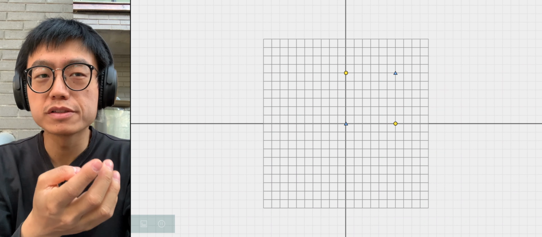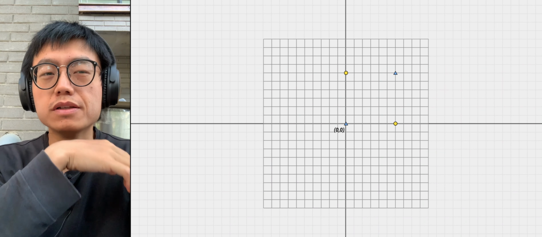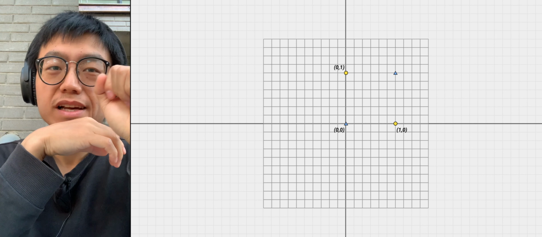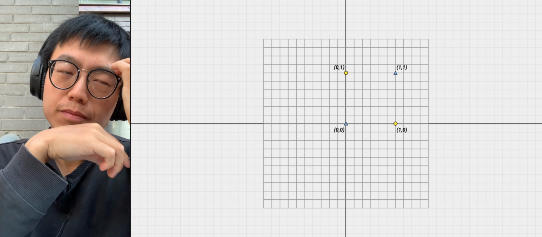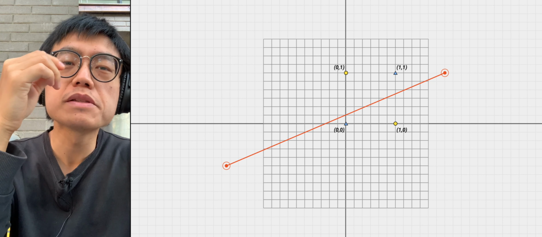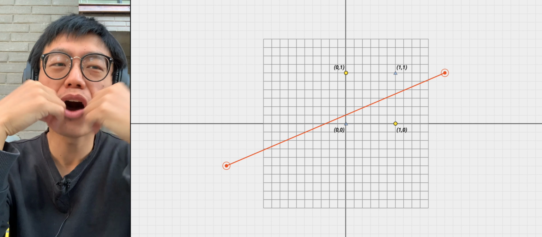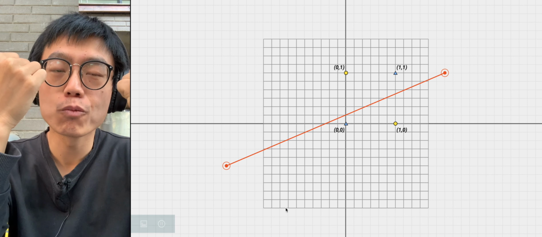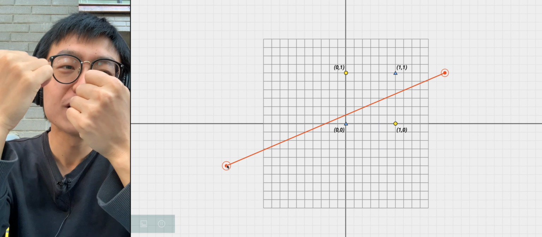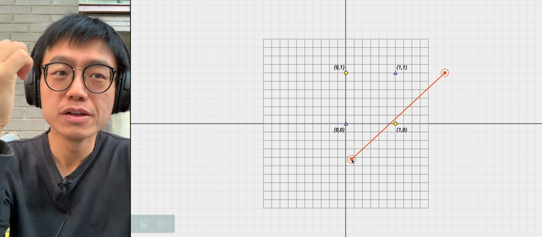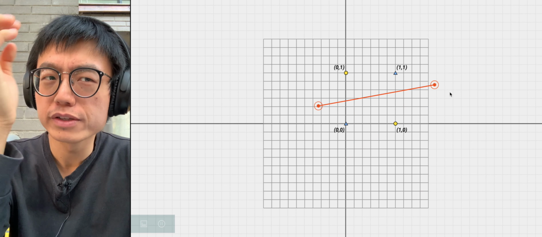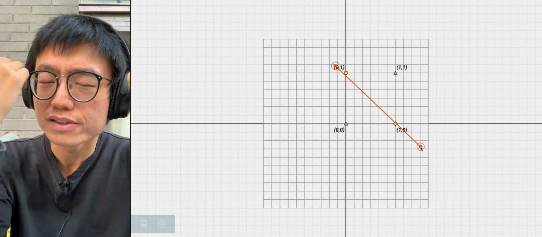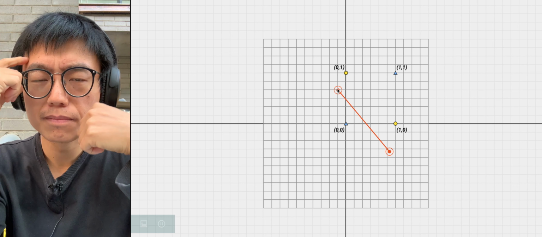Here are 4 points: (0,0), (0,1), (1,0), and (1,1). By randomly changing the position of this line, how do we divide the 4 points (0,0), (1,1) and (0,1), (1,0) into 2 categories? How on earth can we separate them?